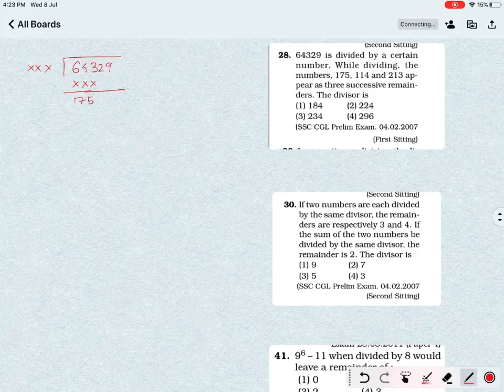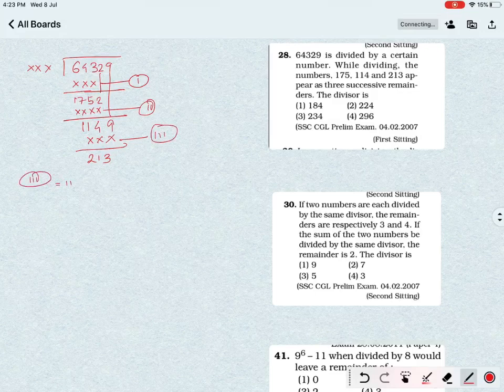175 comes first, mark it as number 1, and then 2 will come down, and then 114 is given, 9 will come down, and then lastly remainder is given as 213. Mark this as number 2, mark this as number 3. So number 3 is equal to 1149 minus 213, and that is 936.